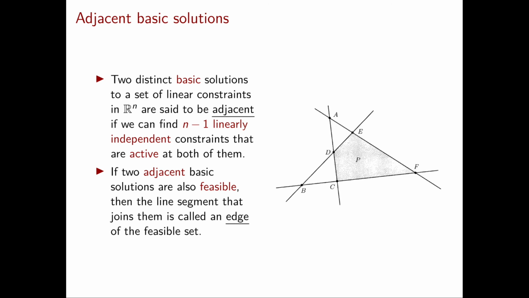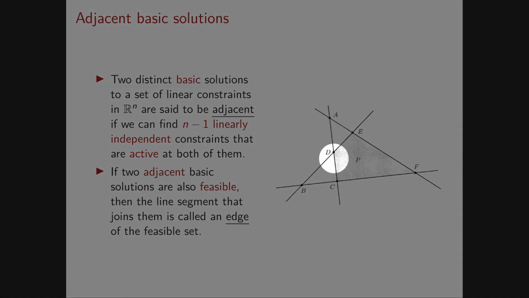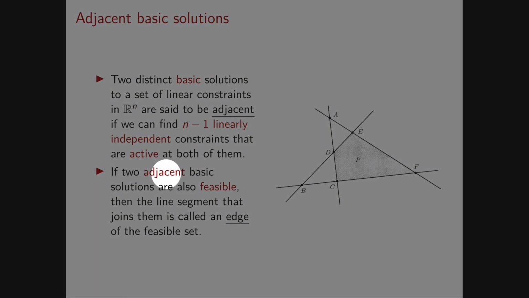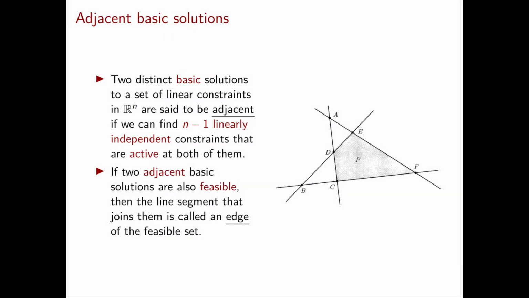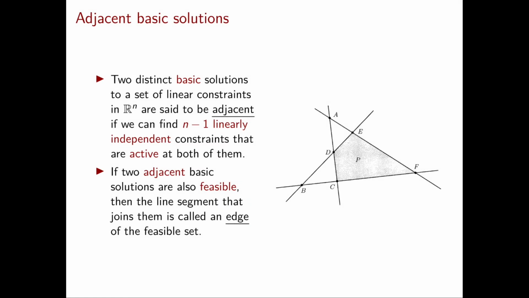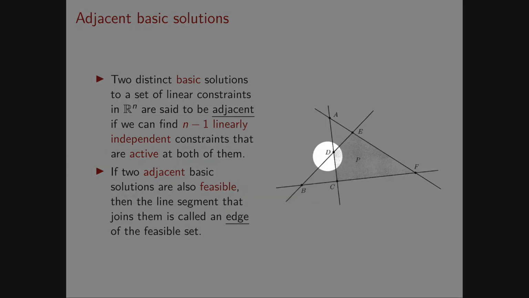Once again, this definition holds for all basic solutions and not just for basic feasible solutions. So for example, also A and D are adjacent, and also A and C are adjacent. Interestingly, if two adjacent basic solutions are also feasible, then all the line segment that joins them is contained in the polyhedron, and it's called an edge of the feasible set. In particular, in our example, the edges of the feasible set are the segment CD, the segment DE, the segment EF, and the segment FC.